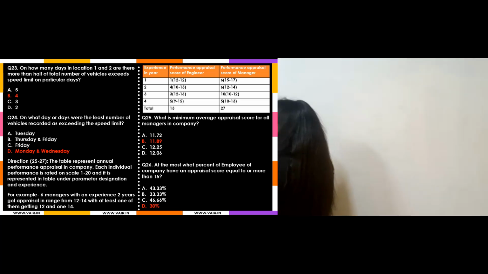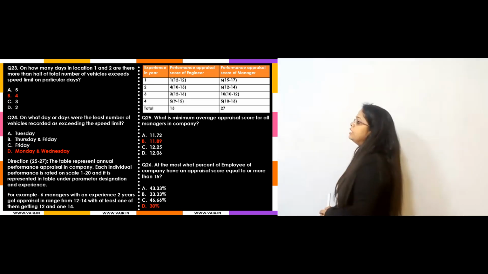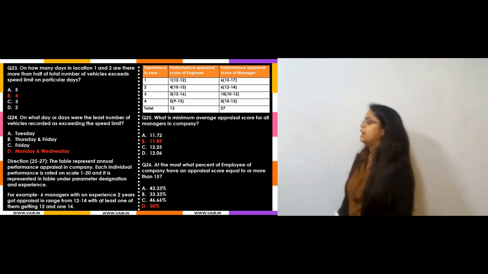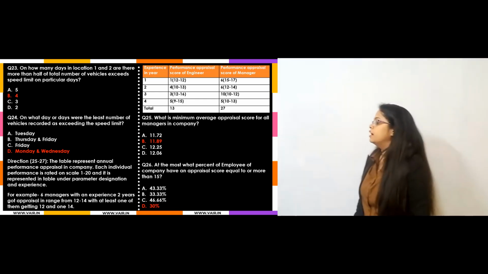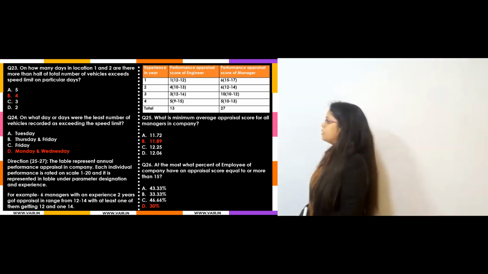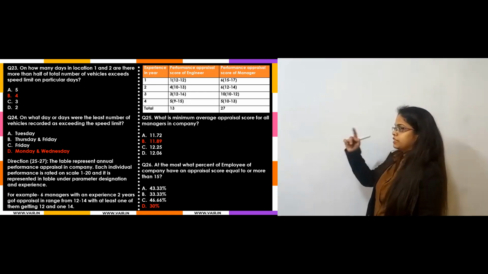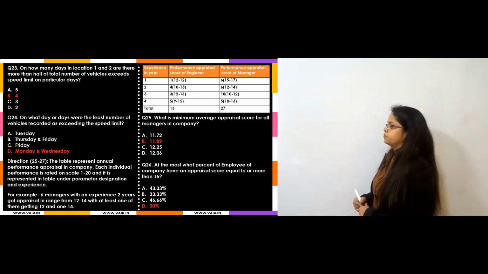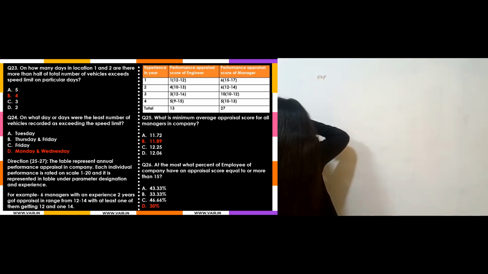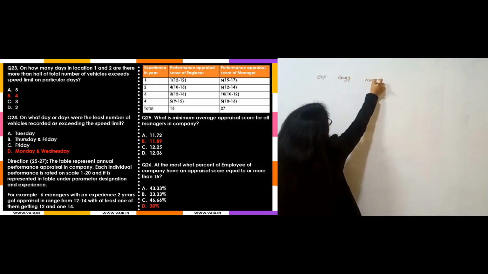Directions 25 to 27: the table represents the annual performance appraisal in a company. Each individual's performance is rated on a scale of 1 to 20 and is represented in the table under the parameters designation and experience. For example, 6 managers with an experience of 2 years. Here I am drawing the experience. These are for engineer, these are for manager.